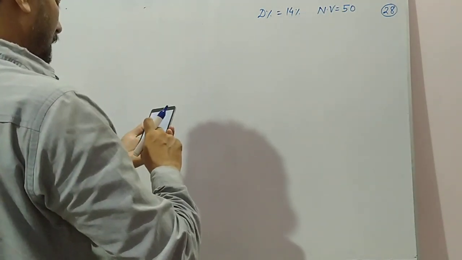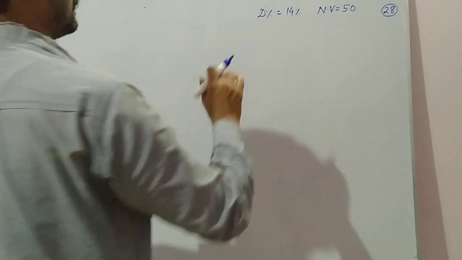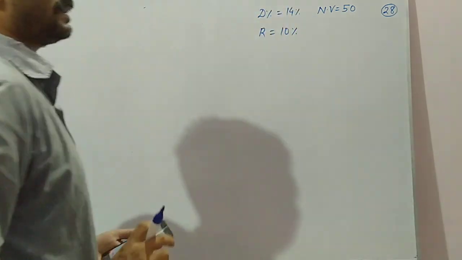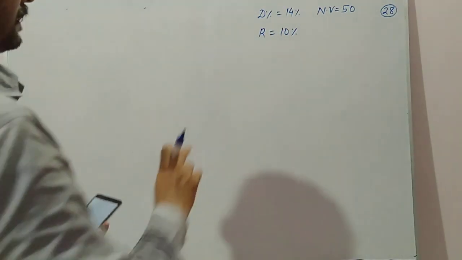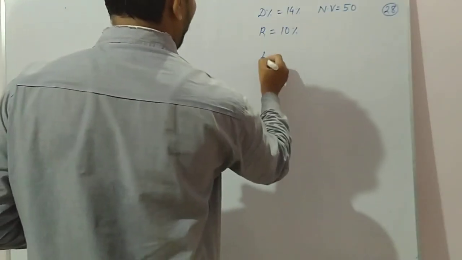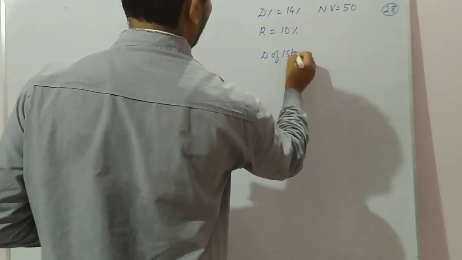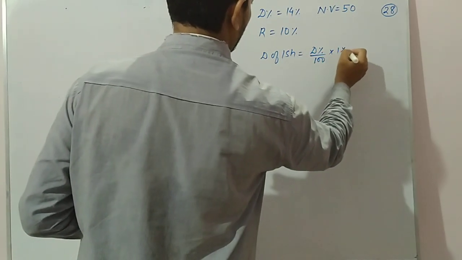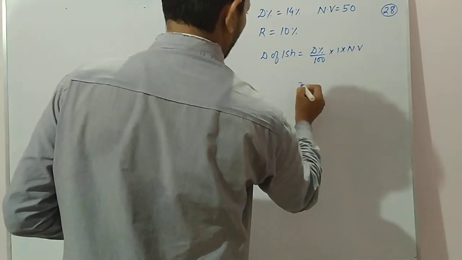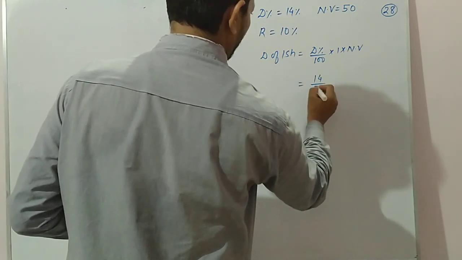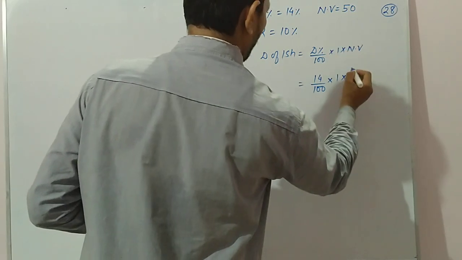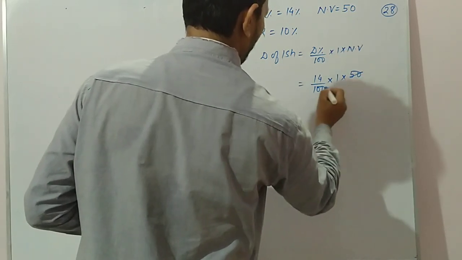If the return on the investment is 10%, return on the investment means the rate of interest, which is given to be 10%. We have to find the market value of the shares. Here dividend is given. We will find dividend of one share, that is dividend percent by 100 into number of shares into nominal value. Dividend percent is 14 by 100 into number of shares, that is 1, into nominal value, that is 50.